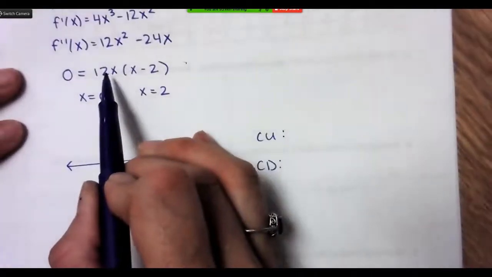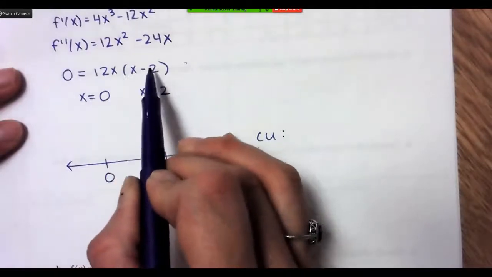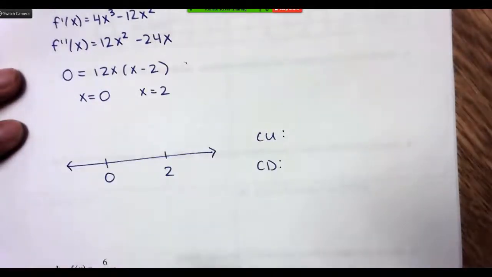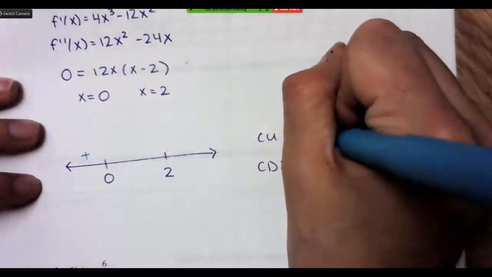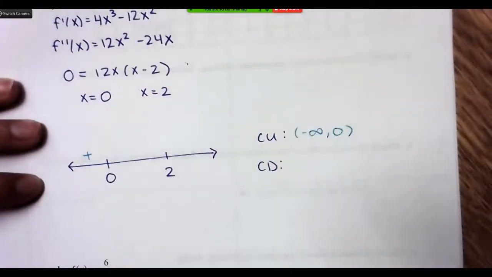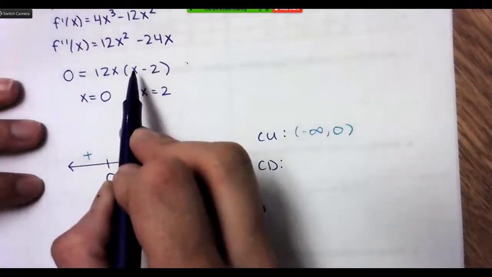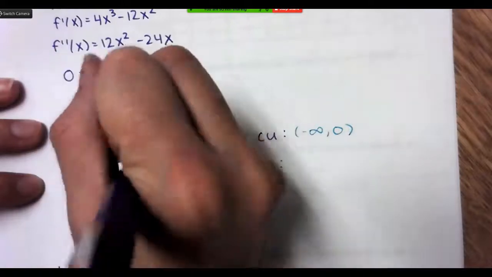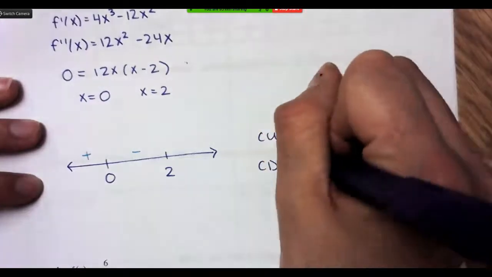This is an open interval, which means my concave up, concave down are going to have infinities. Plugging in -1, 12 times -1 is negative. -1 minus 2 is negative. 2 negatives make a positive. So it's concave up from negative infinity to 0. Plugging in 1, positive, negative. A positive times a negative is a negative. So from 0 to 2, it's concave down.